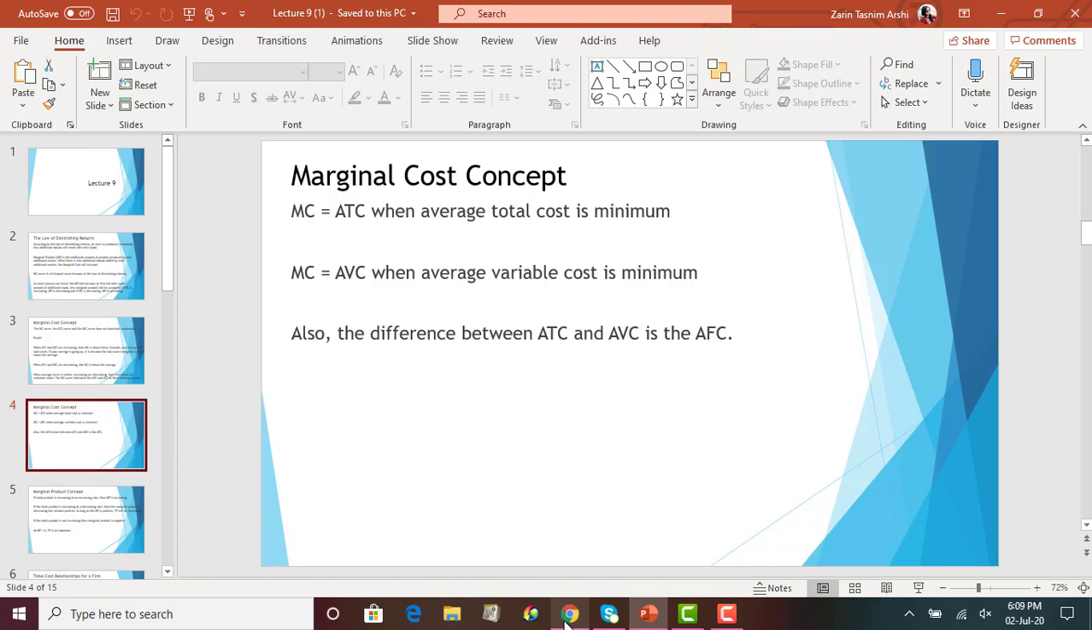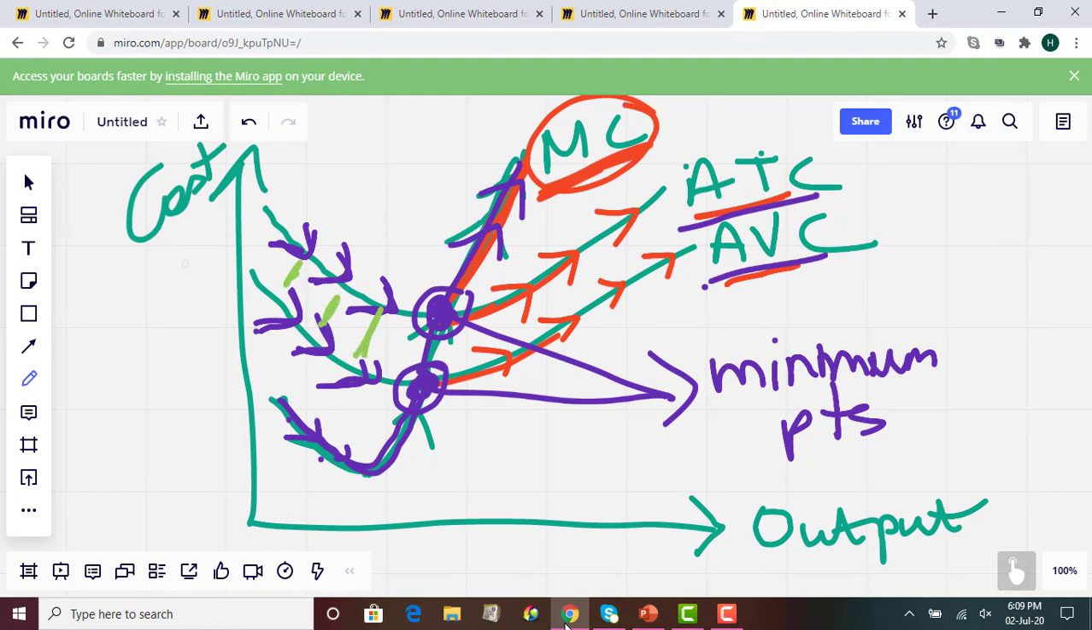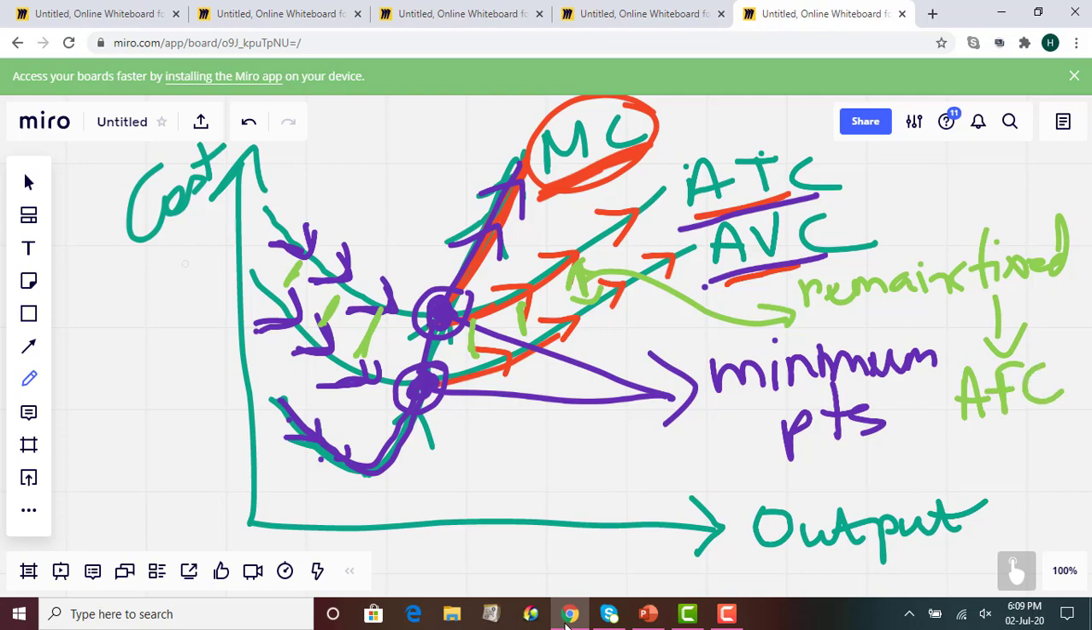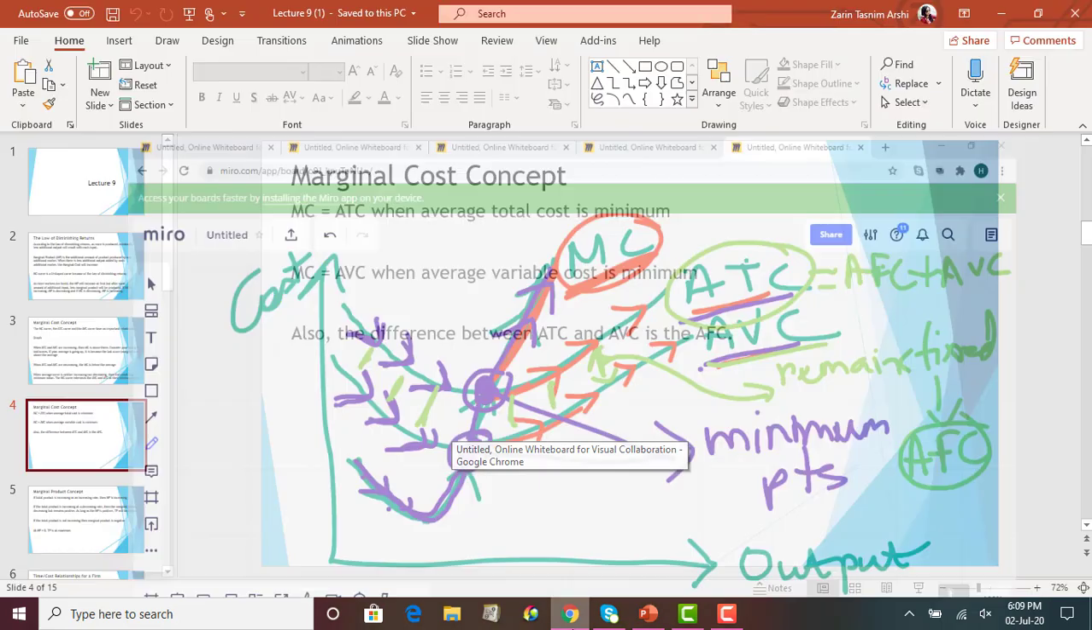And then also another thing to observe is the difference between average total cost and average variable cost remains fixed, and that is the average fixed cost. So what I'm trying to say is basically the gap that we have in between this average variable cost and average total cost remains fixed, and it basically represents the average fixed cost, because average total cost is equal to AFC, which is average fixed cost, plus average variable cost. So average variable cost will always be below average total cost, and when we add the average fixed cost to average variable cost, we will get the average total cost. Okay, so these are important observations from this diagram, and you need to know these things.